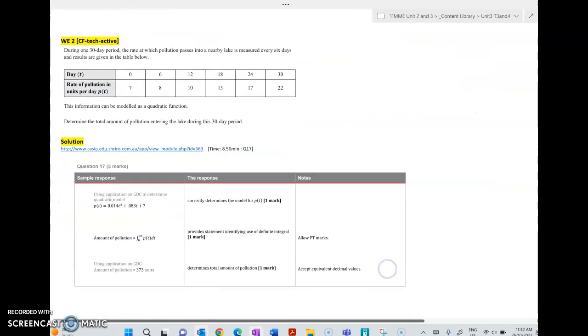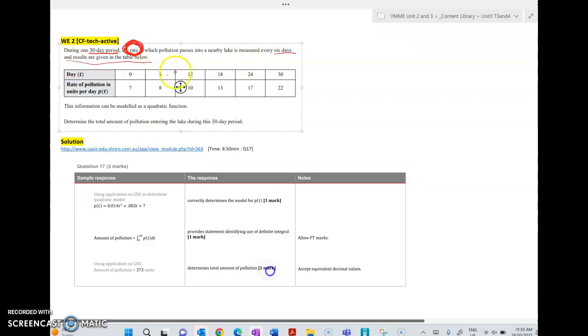The second worked example is also tech active. This was actually in one of the QCAA practice papers. So let's have a look. During one 30-day period, the rate, so all of these keywords need to pop out of the page. 30-day period, the rate at which pollution passes into a nearby lake is measured every 6 days, and the results are given in the table below.